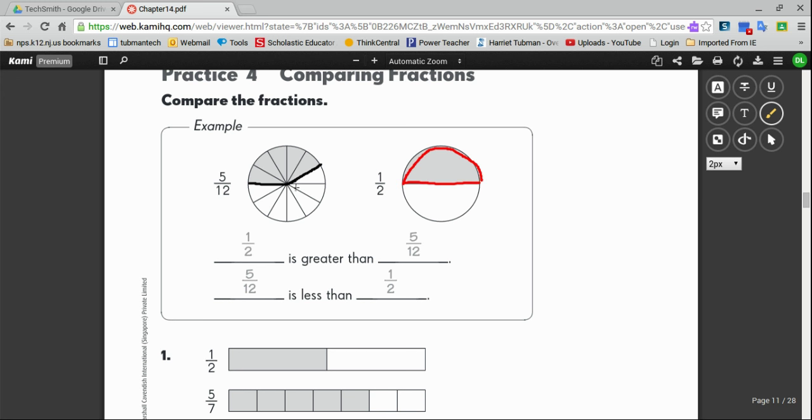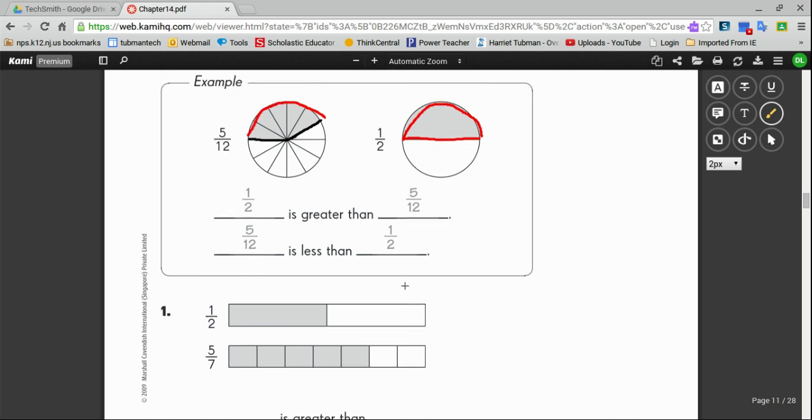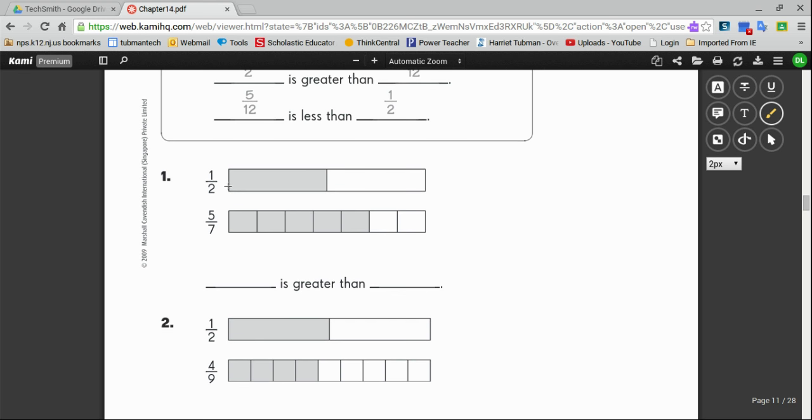So from this picture, we can see that 5 over 12 is less than 1/2, or 1/2 is greater than 5 over 12. So here's what it says. 1/2 is greater than 5 over 12, and 5/12 is less than 1/2. So let's look at number 1. So 1/2 is over here, and that's the area that's shaded in. 5/7 is the area that's shaded in, so we know that 5/7 is greater than 1/2.